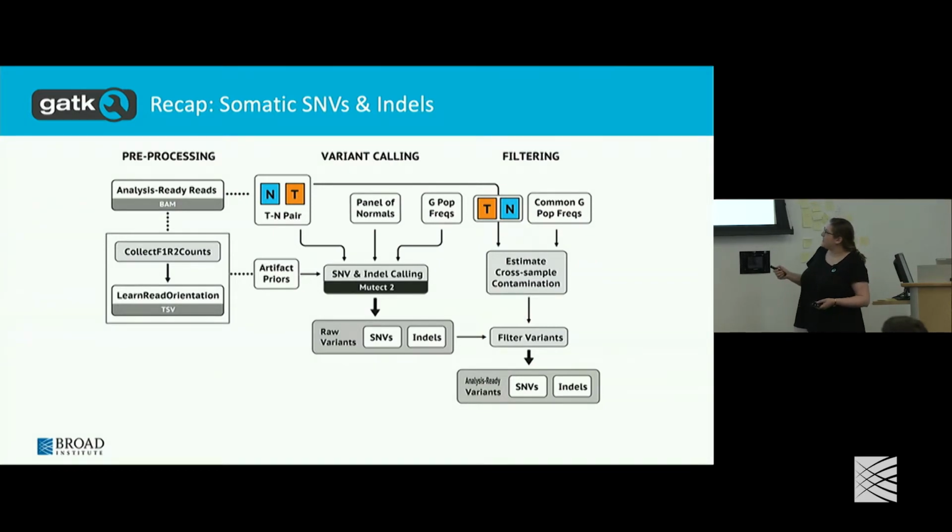So this is what the pipeline currently looks like. You can have a tumor normal pair where you run MuTect2. And then similarly to how the germline pipeline worked, you're going to be able to filter the variants after running MuTect2. MuTect2 is designed to be as sensitive as possible. Then you can filter to however much you need to do.